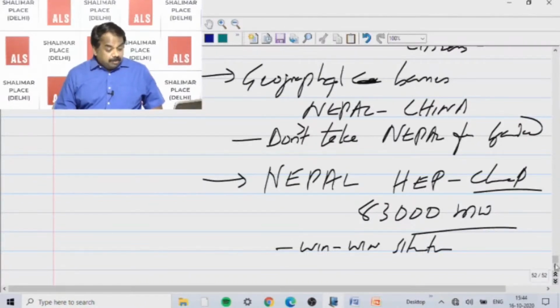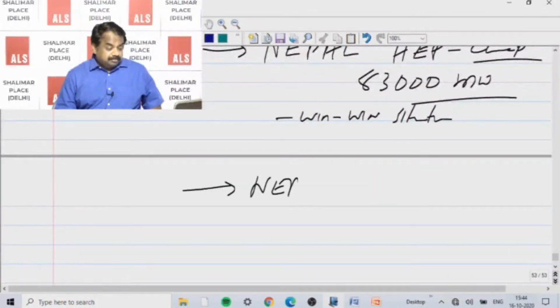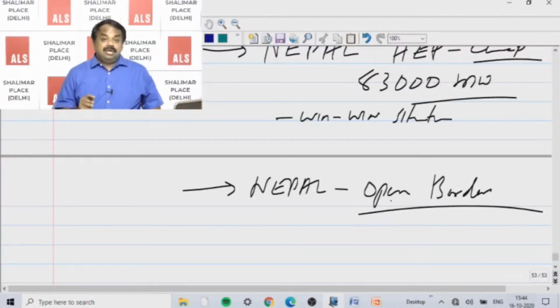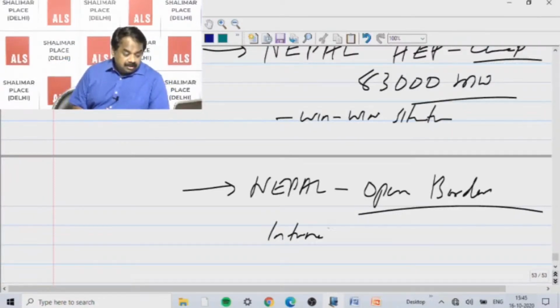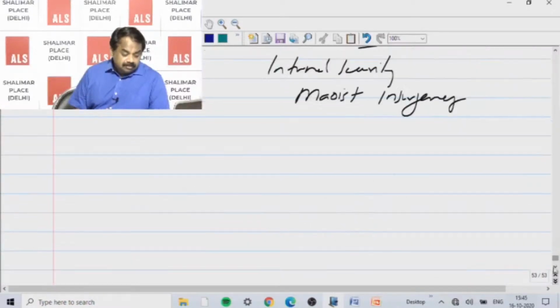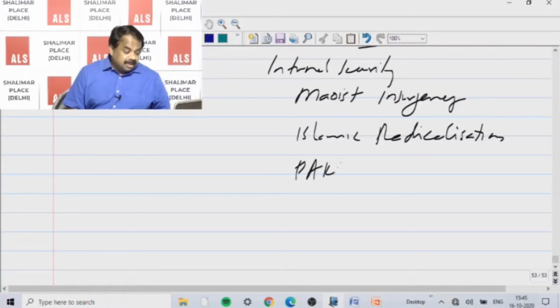And then one more point: Nepal is very crucial for India's internal security because of the open border. It can result in Maoist insurgency and Islamic radicalization. Even this can be exploited by Pakistan and China to destabilize India.